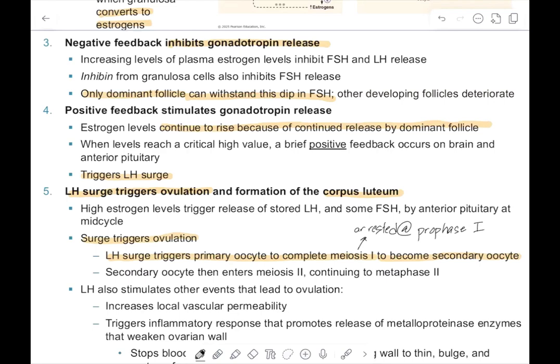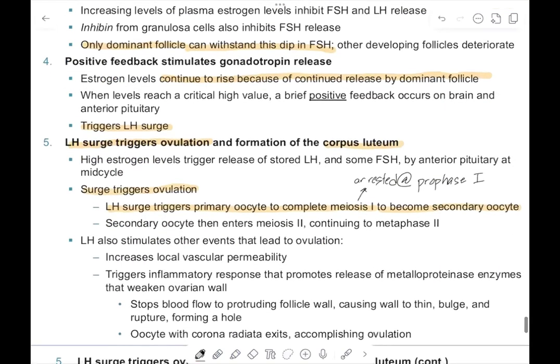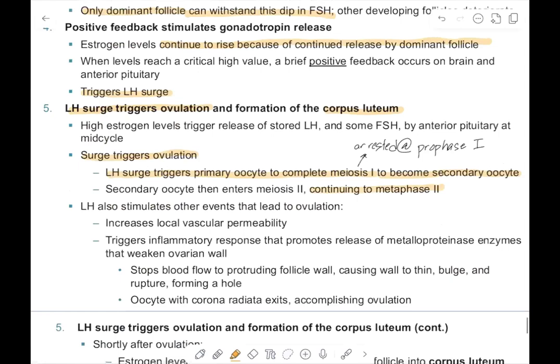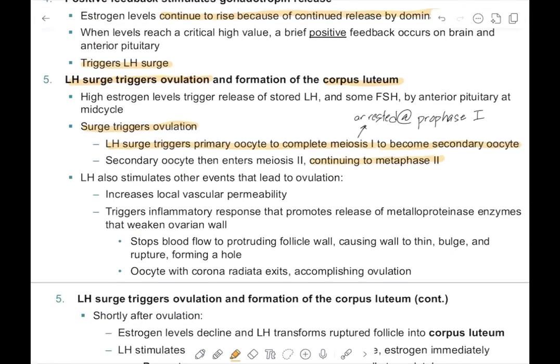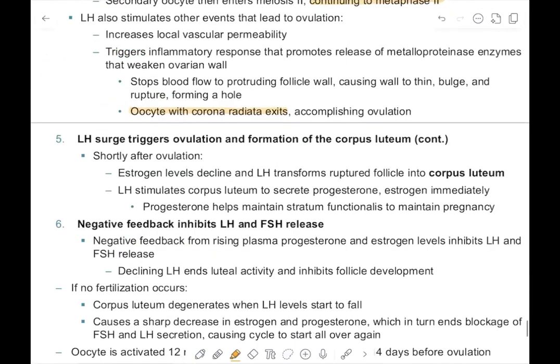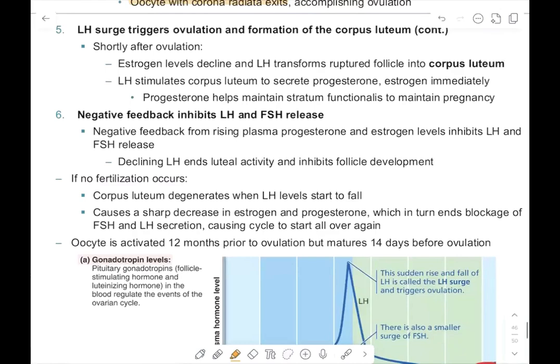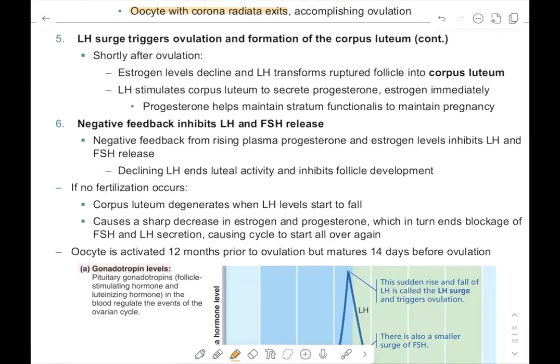The secondary oocyte then enters meiosis 2, and it continues to metaphase 2, where it then is arrested or pauses again. So the oocyte then, when it's ovulated or released with this radiating crown, the corona radiata. So the LH surge triggers ovulation, formation of the corpus luteum.